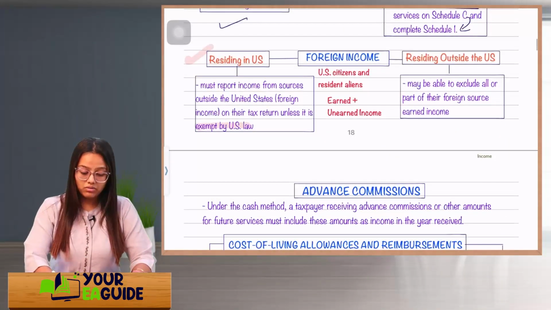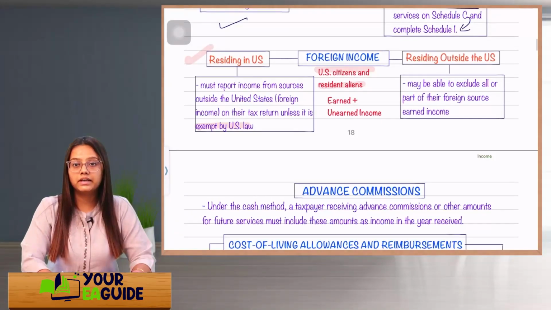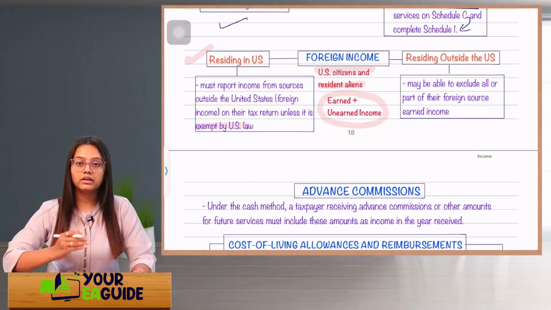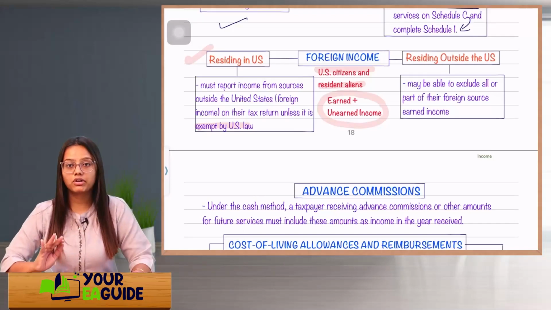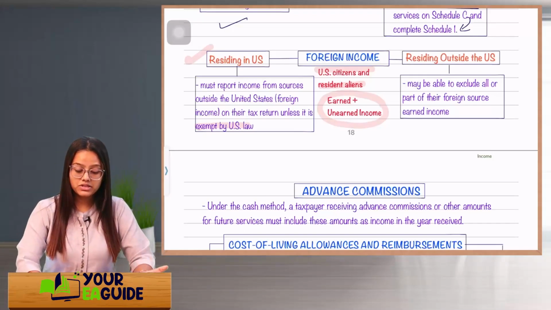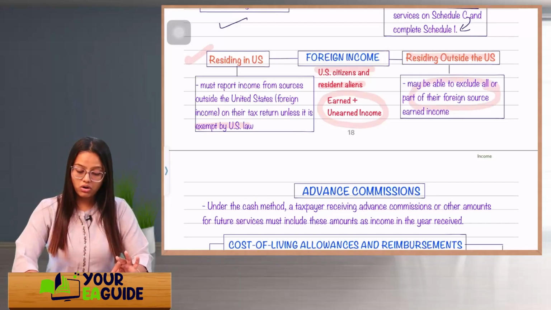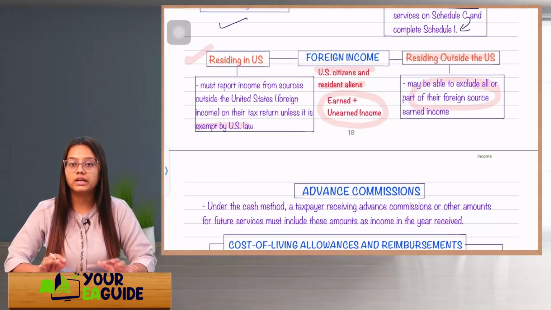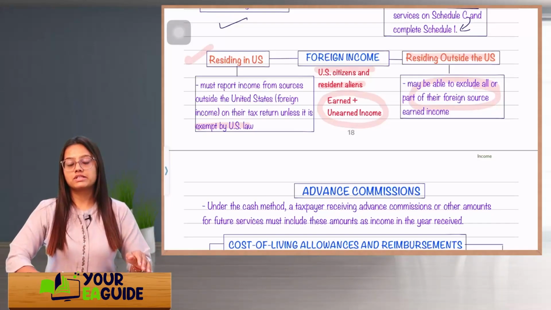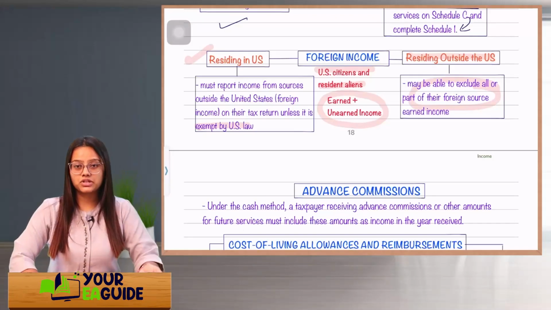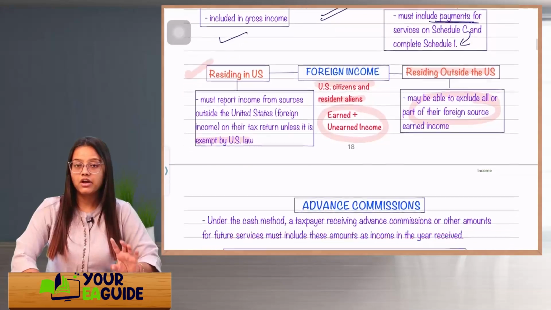Now, being a US citizen or a resident alien, if you have earned plus unearned income from a foreign country, you have to report it on your 1040 return as foreign earnings. Now let's say a person is residing outside the US, you may be able to exclude all or part of the foreign source earned income. Earned income you can easily exclude if you're receiving it from outside the US and you are also staying outside the US. Okay, so that is one foreign income.